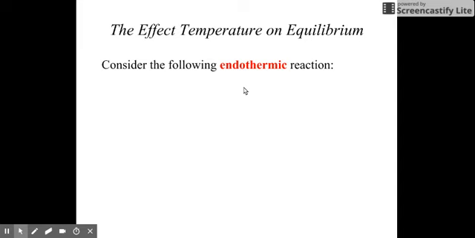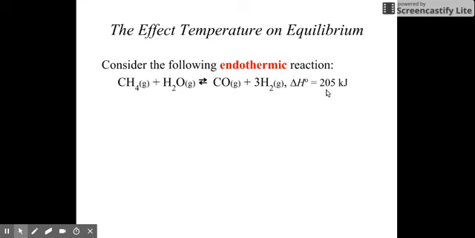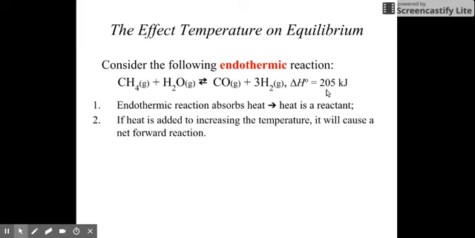If you have an endothermic reaction, in this case, this sample equation here in which your change in enthalpy is positive, that means you need to supply heat. In this case, in endothermic reaction, the system will have to absorb heat and heat becomes your reactant and you find it on the left side of the equation. And so if you add heat to increase temperature, of course, it will cause the reaction to proceed moving to the right or to the forward reaction because you're adding heat.